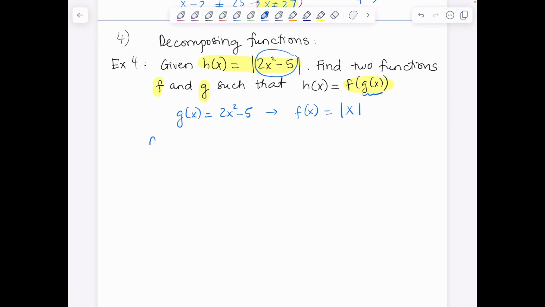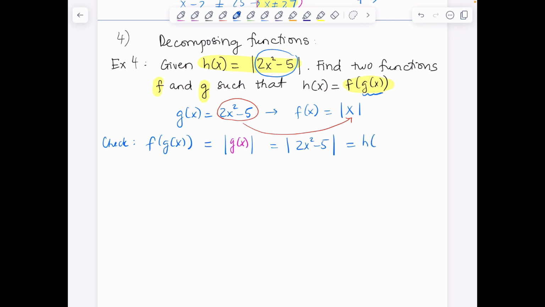So when we compose the two functions f of g of x, we are essentially substituting this whole g of x here into x of the f function, and that will give us the original function h of x. So let's check it. F of g of x, f is defined by absolute value of x, but instead of x, I want the g function to be in here. And the g function is defined by 2x squared minus 5. So we substitute that in for g of x. And as you can see, this equals the function h of x.